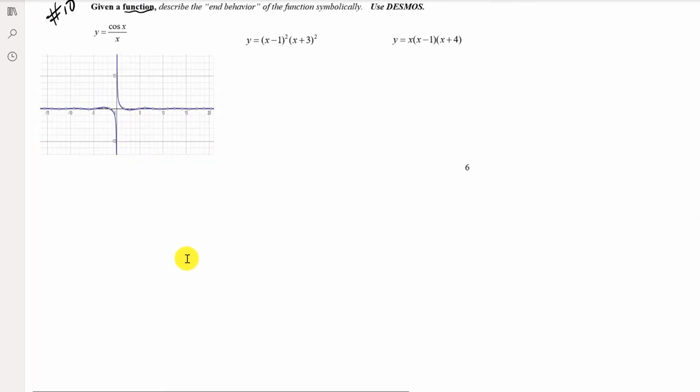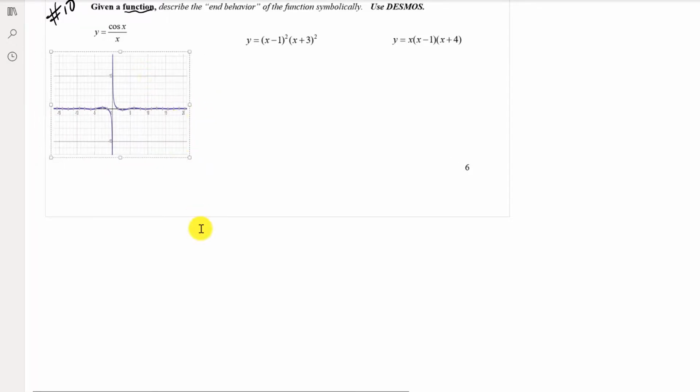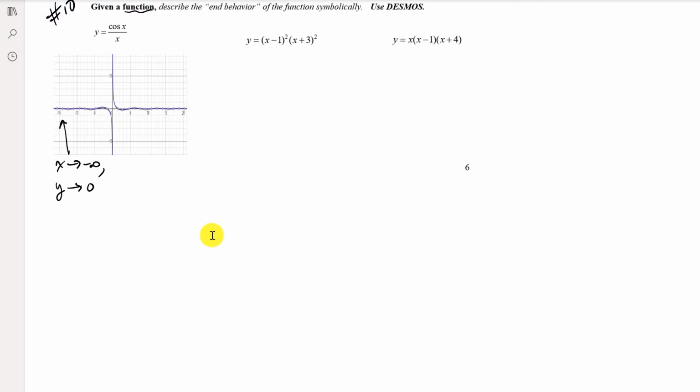There we go. Okay, so there's the first graph. And so I can say down this one here that as x approaches negative infinity, y approaches 0. That's looking at this part of the graph. And then as x approaches positive infinity to the right, y also approaches 0 on the right. So that's looking at this portion of the graph over here.